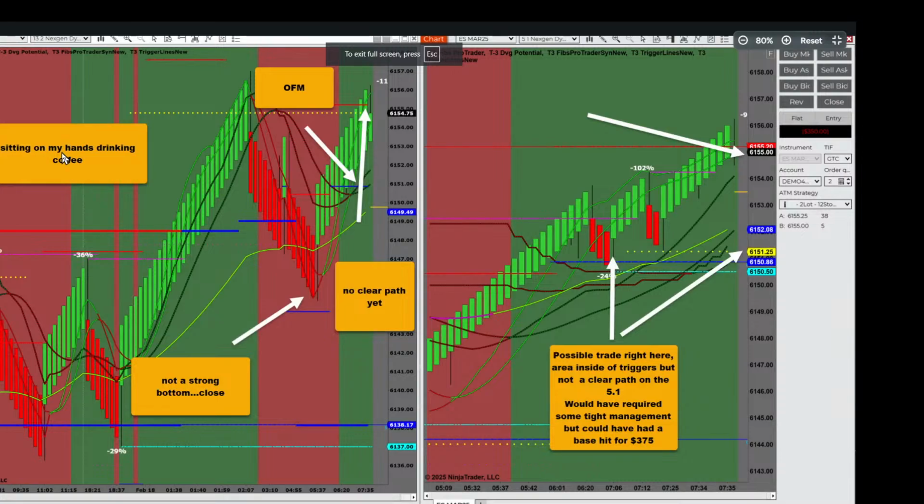Sitting on my hands drinking coffee. Odds favorable. No clear path. Not a strong bottom. Possible trade area inside of triggers, but not a clear path on the 5-1. Would have required some tight management, but could have been a base hit for a 375. Dangerous practice to get into, guys. My rules weren't met. But if I just would have broken my rules, I could have made $400.